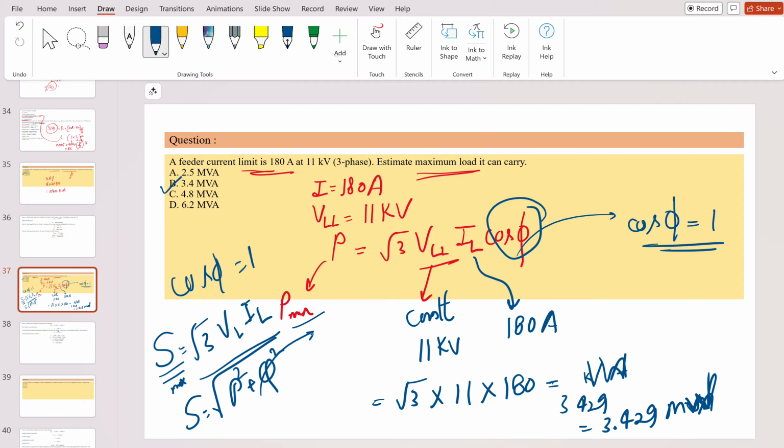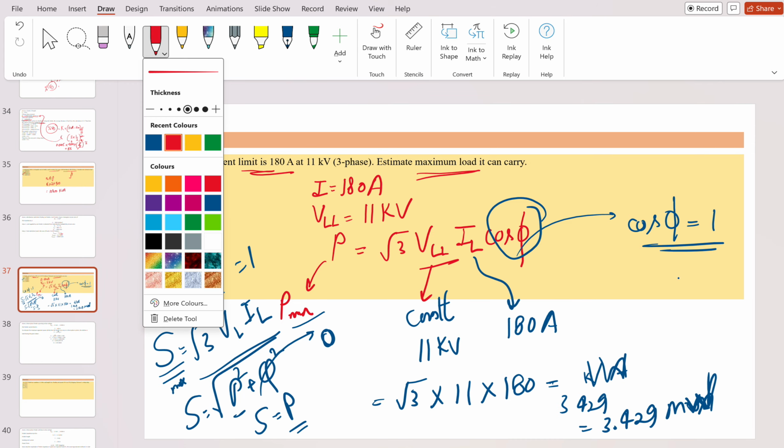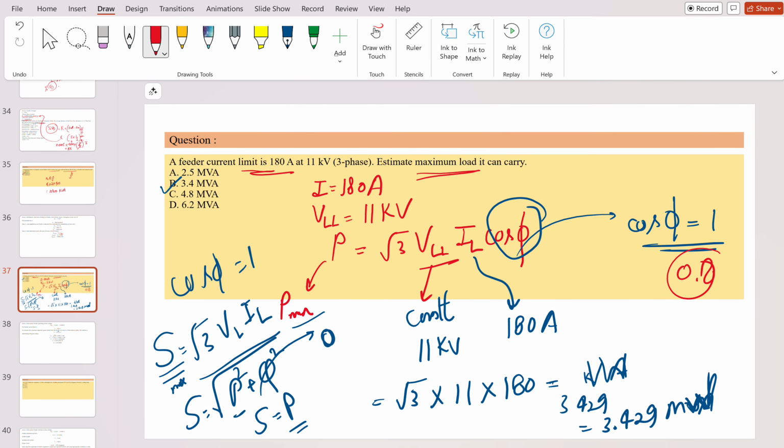So the Q here we are assuming is 0. So that's why S is equal to P. So all the power which is generated is equal to S because it's a unity power factor. But when the power factor is different, suppose it's 0.8, there will be some reactive component, so there will be a drop in P. So S is the maximum capacity, the maximum loading it can carry.